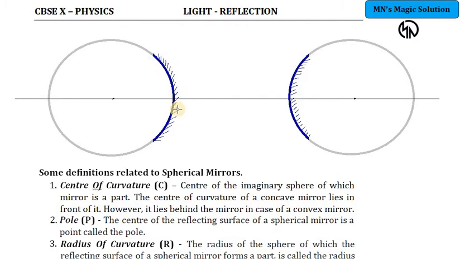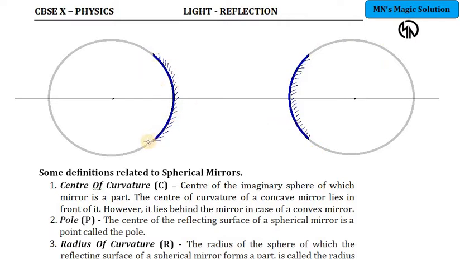அதை பார்க்கிறதுக்காக we have drawn the two spherical mirrors, concave and convex, and also we have drawn the imaginary sphere of which these two mirrors form a part. அதாவது இந்த mirror when we complete it to be a spherical hollow sphere, it comes out to be like this. Same way for this convex.